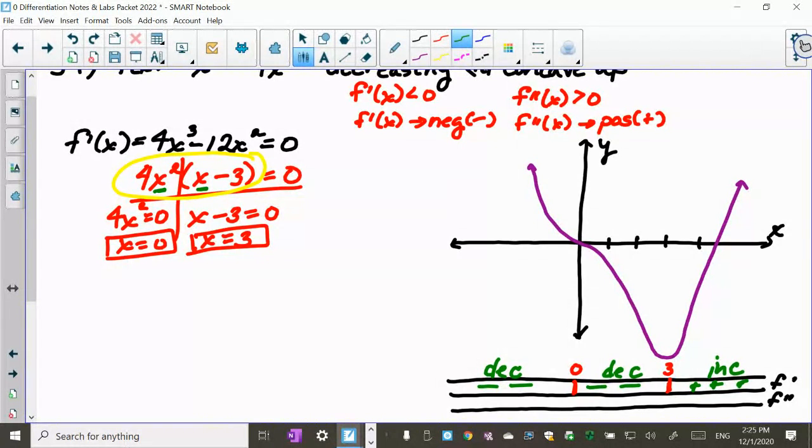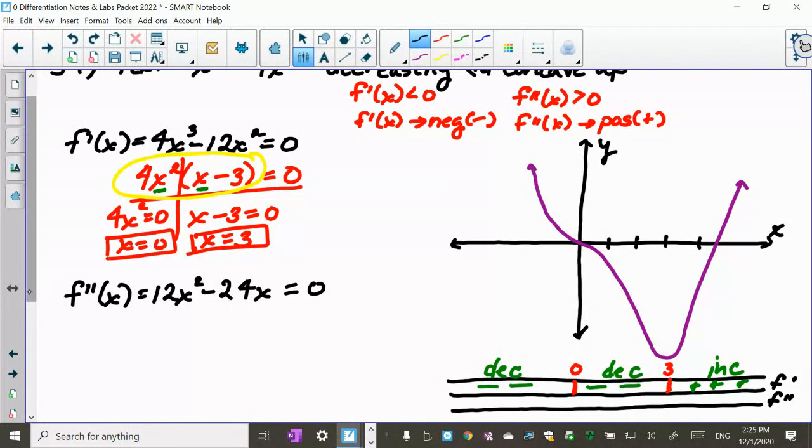I'm happy. Now the next thing I'm going to do is f double prime, because I got to talk about concavity. So f double prime of x, come back to the black here. So I've got 12x squared minus 24x. Like I told you, the math is not bad.